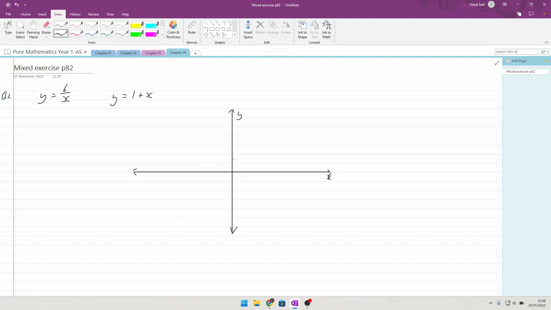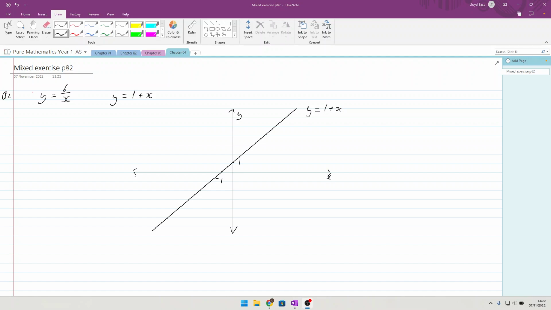So 1 plus x, as we do a sketch, we should be showing everywhere that the graph cuts the axes. Okay, so y equals 1 plus x should go through those two axes there like that. Where's my straight line tool? Okay, cutting through at plus 1 and also minus 1, being a positive x. Okay, so y equals 1 plus x.